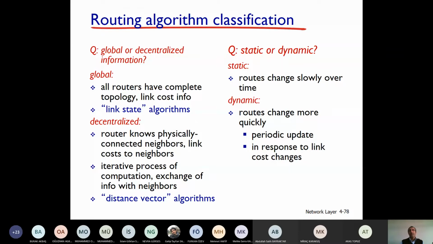But in the decentralized approach, we say no. Each router doesn't have to know all the link costs in the network. If it knows only the link cost of its neighbors, that is sufficient. So in this second approach, which is the decentralized, routers know physically connected neighbors and link costs to the neighbors. So it knows two pieces of information. The first one is the link cost of the physically connected neighbors, and the neighbors' link cost information to the other nodes.